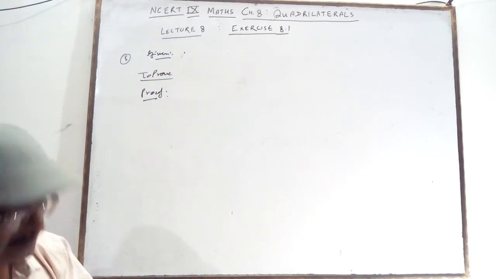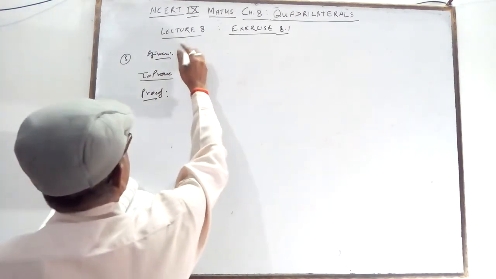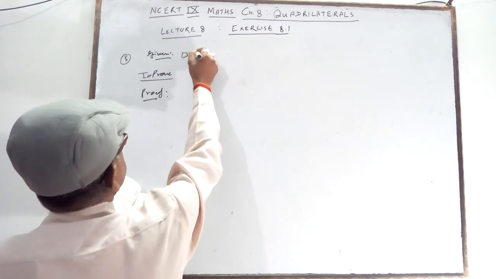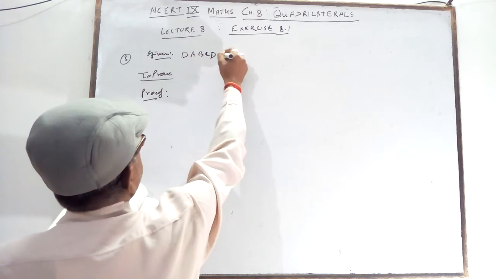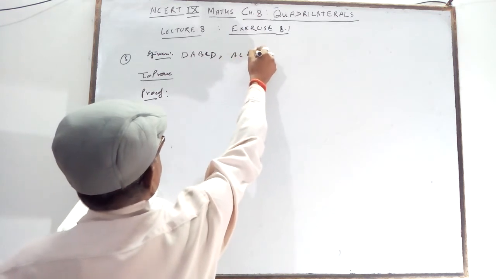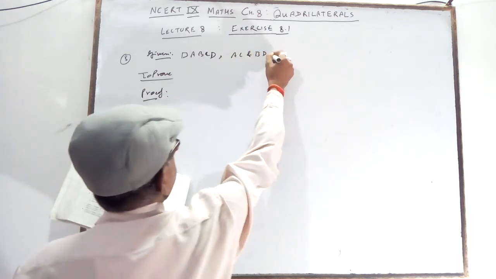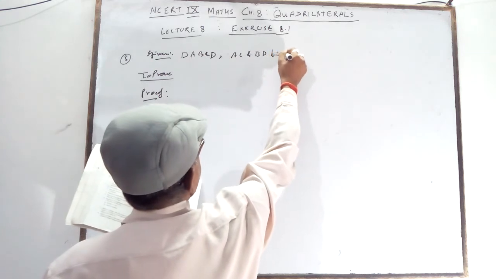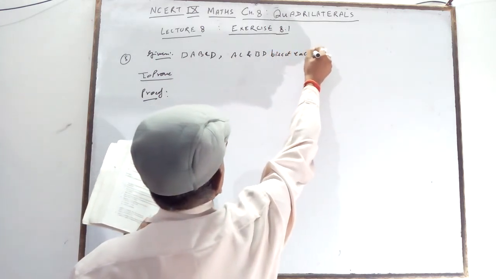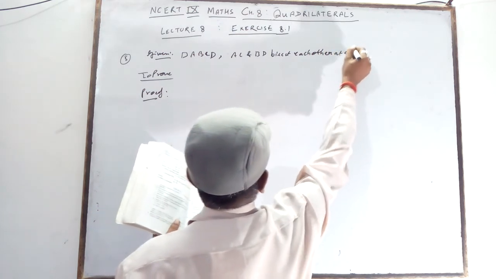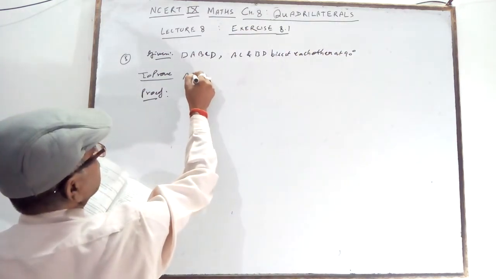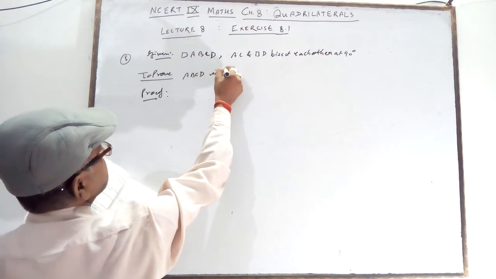ABCD is a quadrilateral. What is given? The diagonals AC and BD bisect each other at 90 degree. To prove: ABCD is a square.